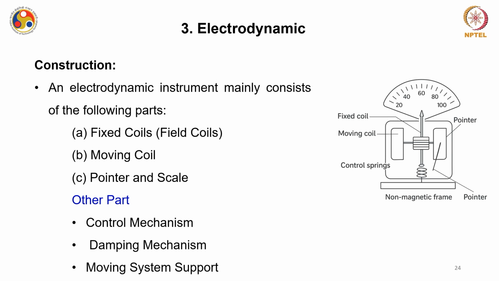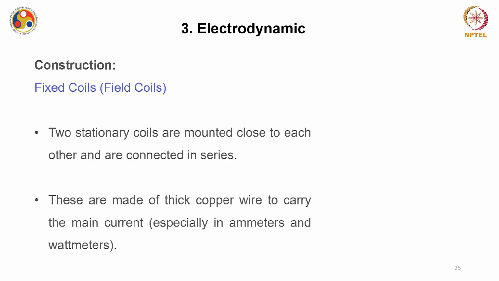The electrodynamic instrument mainly consists of a fixed coil, which is also known as the field coil, a moving coil, and a pointer, similar to the others, and you have a control mechanism, damping mechanism, and a moving system support. So basically the construction is very simple. Two stationary coils are mounted close to each other and are connected in series.